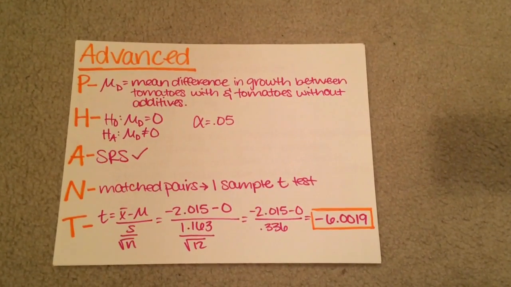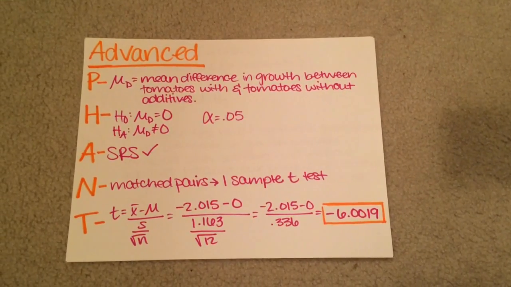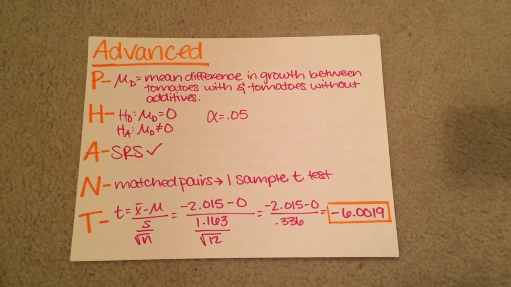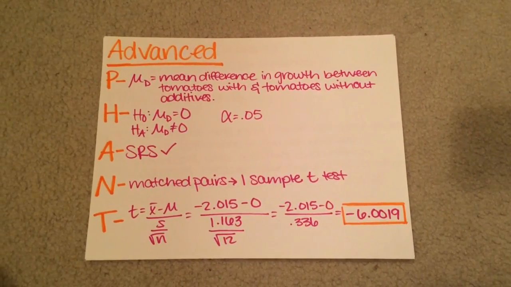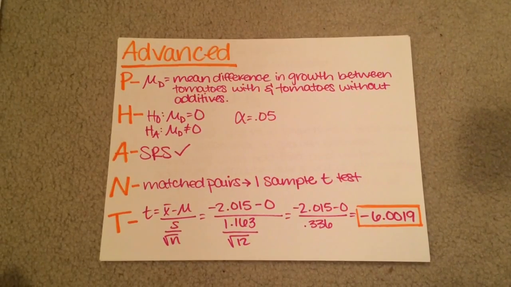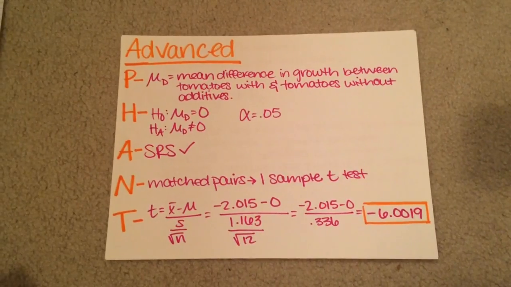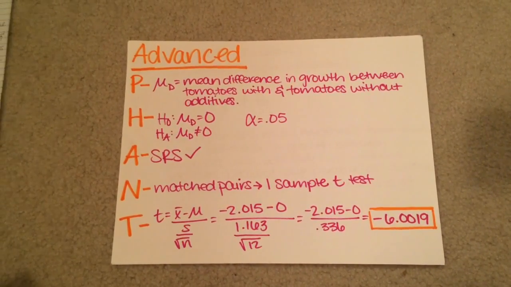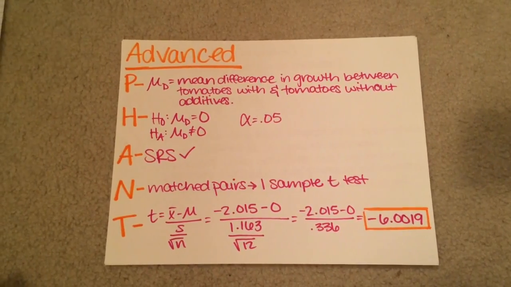The advanced question says, a researcher believes that treating seeds with certain additives before planting can enhance the growth of plants. An experiment to investigate this is conducted in a greenhouse. From a large number of Roma tomato seeds, 24 seeds are randomly chosen and 2 are assigned to each of 12 containers. One of the 2 seeds is randomly selected and treated with the additive. The other seed serves as a control.